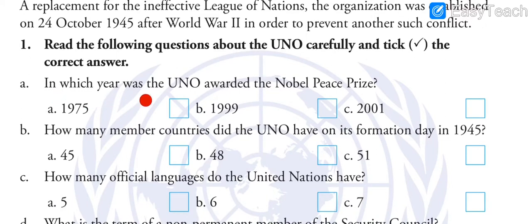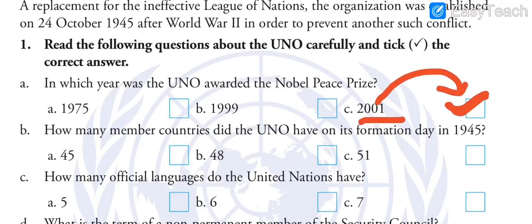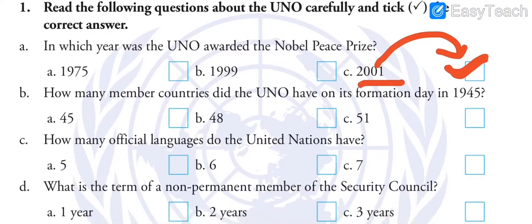First question says, in which year was the UNO awarded the Nobel Peace Prize? That means it is very clear that the United Nations Organization has also won the Nobel Peace Prize. So, in which year did they win this? They won this in the year 2001. The correct answer is C. They won the Nobel Peace Prize in the year 2001.